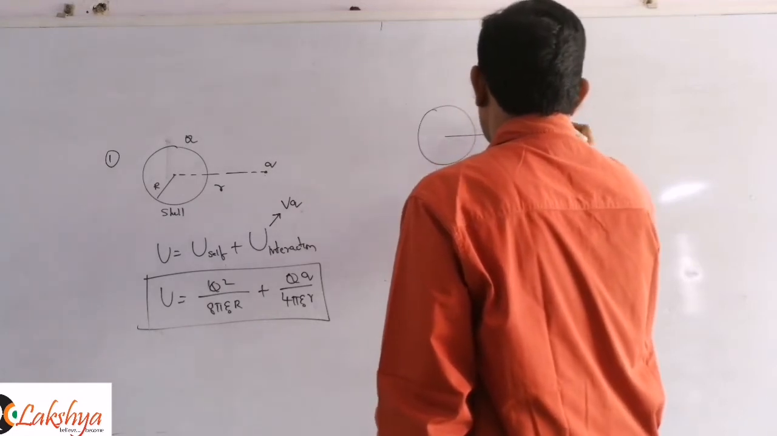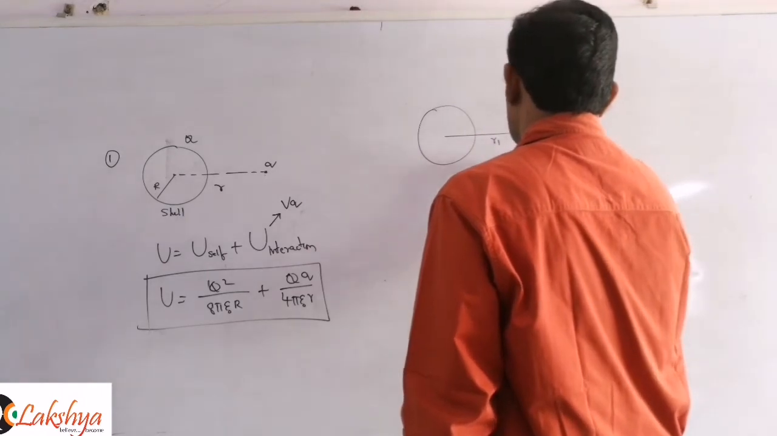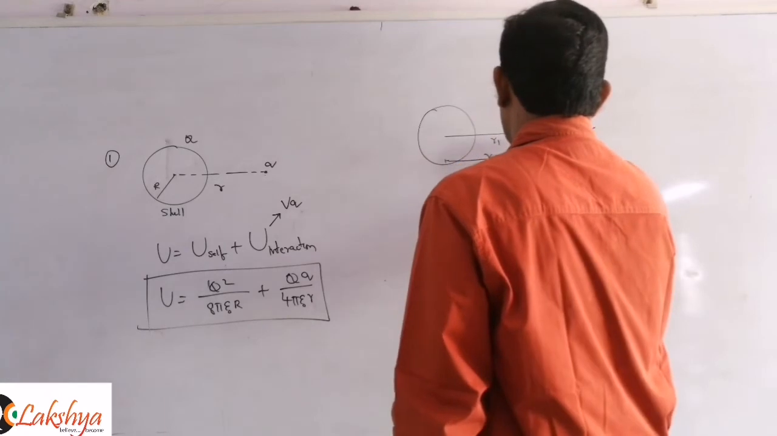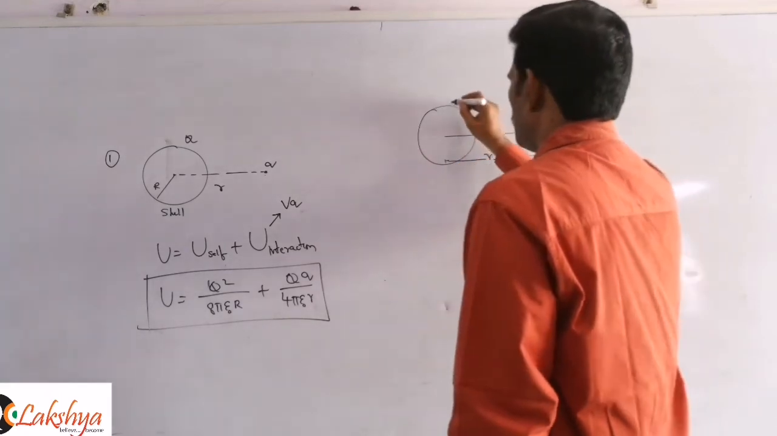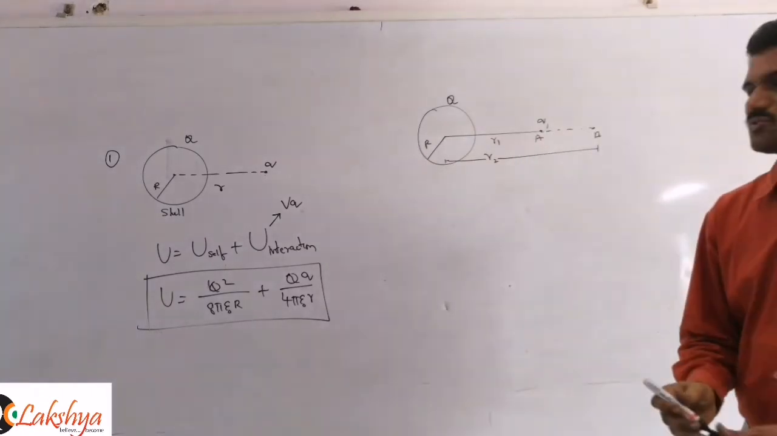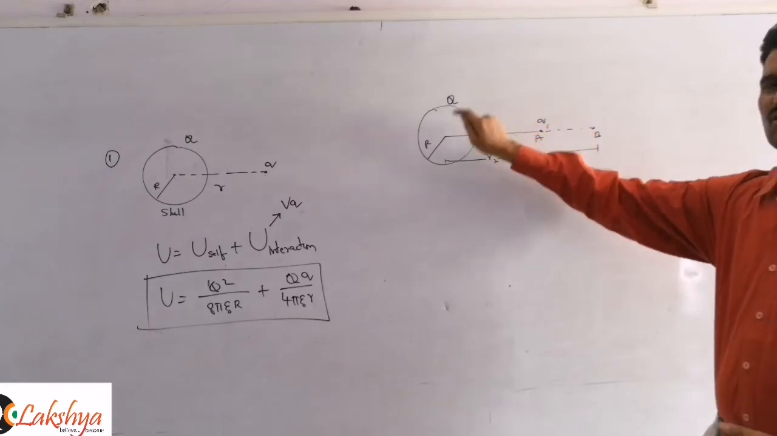This is Q placed here at a distance of R1. Now we are displacing it to this distance here, say at a distance R2. Suppose we are displacing from A to B. This is a spherical shell of radius R, the same situation we are taking here, a spherical shell of radius R having some charge Q on it.